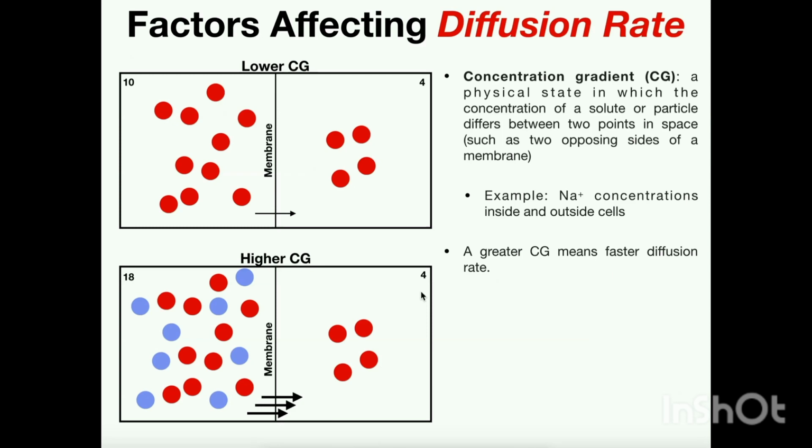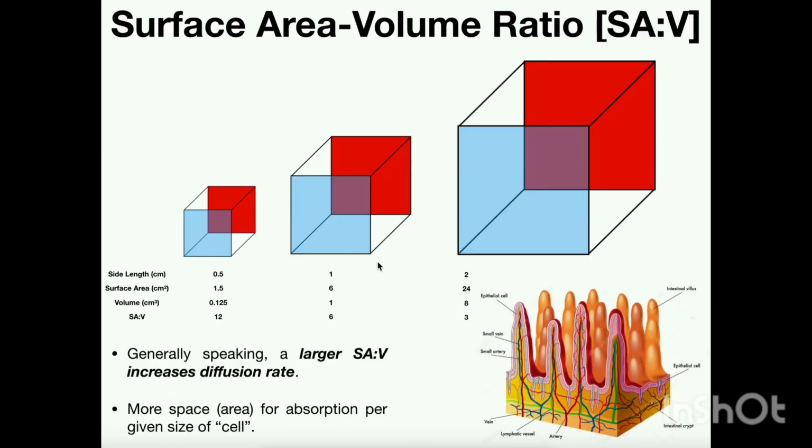Vice versa is also true. If we decrease the concentration gradient, we decrease the diffusion rate. Okay? These are directly proportional. The third factor we're going to discuss is what's called the surface area to volume ratio. And this is kind of a confusing topic. What I'm going to do to illustrate this is an activity that you'll see in a lot of anatomy labs.